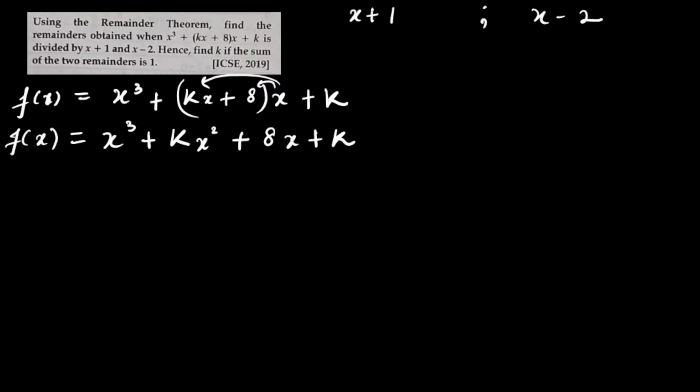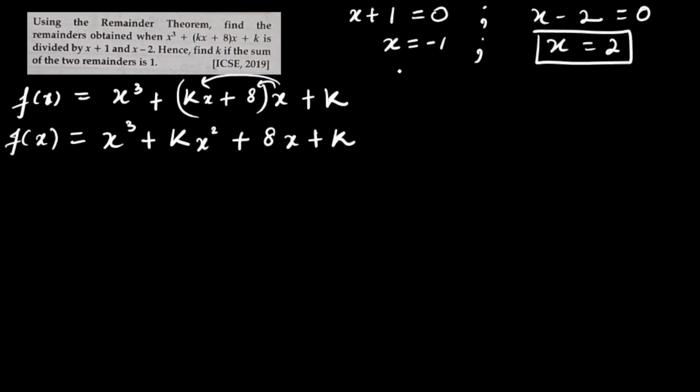Whenever we do the remainder theorem, we will find the value of x from these polynomials. How to find? We'll equate these linear polynomials with 0. If I equate this with 0, I'll get the value of x as minus 1. Plus 1, when we shift to the other side, becomes minus 1. If I equate this polynomial with 0, I'll get x equals 2. Minus 2, when we shift to the other side, becomes plus 2. So we have found the two values of x.